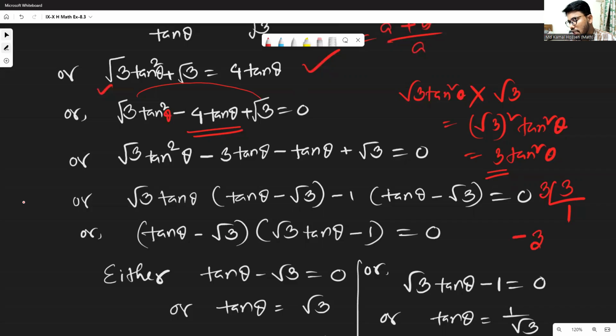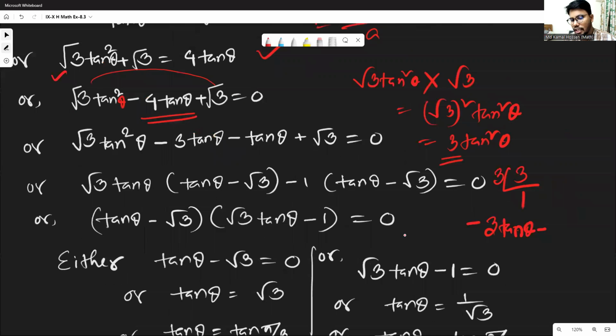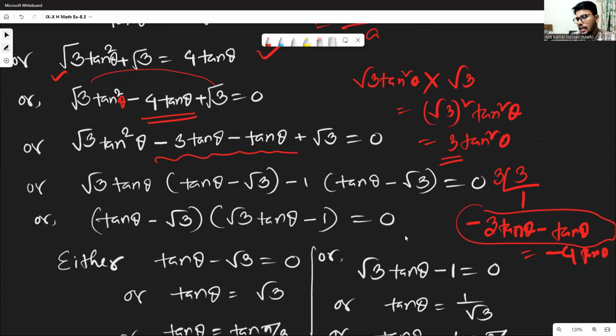That's why you have to write minus 3 tan theta and minus tan theta, or minus 1 tan theta. Minus 3 tan theta, minus 1 tan theta, and this is minus 4 tan theta. That's why we can break down this one into minus 3 tan theta, minus 1 tan theta. We can write here minus 4 tan theta. And minus 3 and minus 1, definitely their multiplication is plus 3, and plus 3 came from root over 3 multiplied with root over 3.